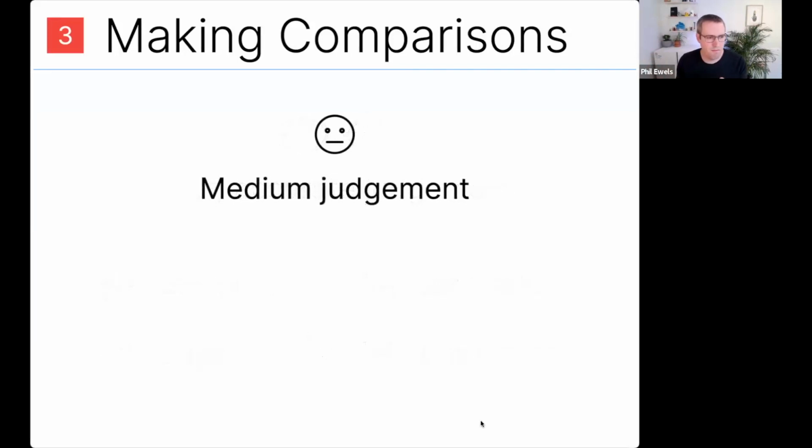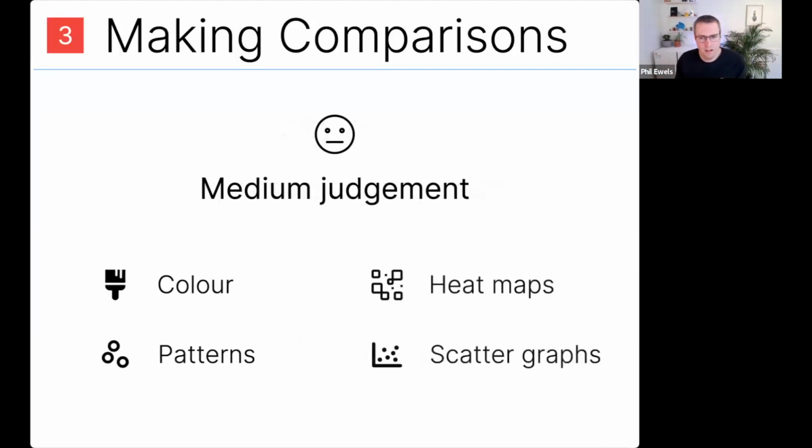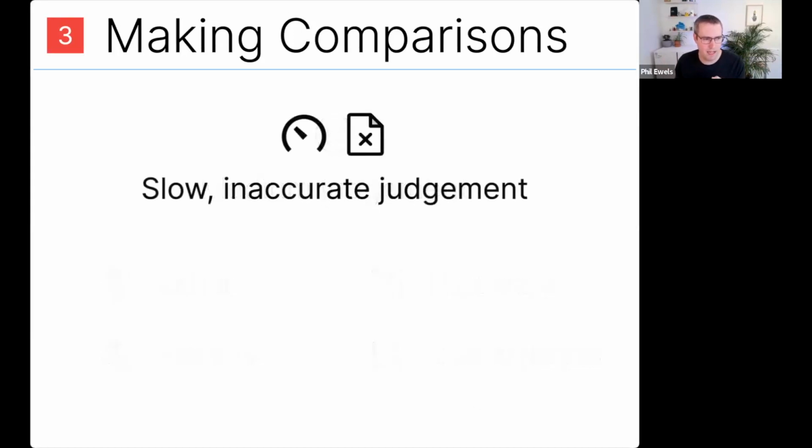Medium judgment, your brain is all right at color and patterns. Color is classically used by heat maps. Really difficult to find a black and white icon for heat map. So you know what I mean by heat map, or a density plot is another one that sort of uses color intensity. And patterns are typically scatter graphs where you're plotting out groups. So those are okay.